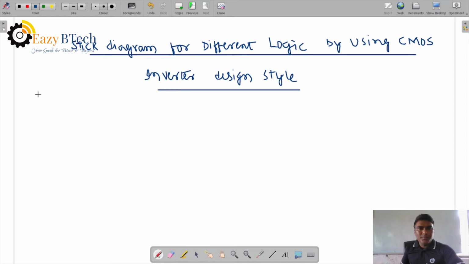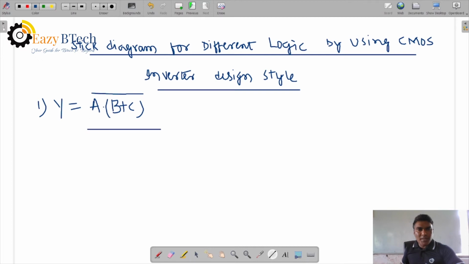For example, let us take Y is equal to A into B plus C complement as a logic. We need to draw the circuit diagram and stick diagram for this logic in CMOS design style. First you draw the circuit diagram. According to the circuit diagram, then we can draw the stick diagram, right? First let us see this circuit diagram.